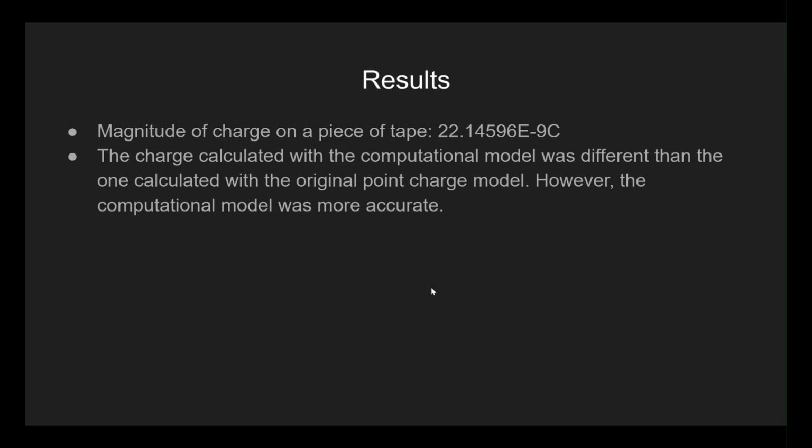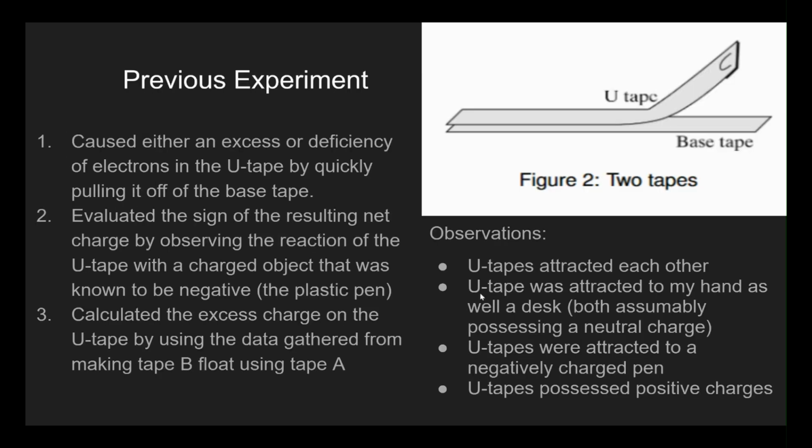The results of this lab were that the magnitude of charge in a piece of tape was 22.14596e-9 coulombs, which was different from the previously approximated net charge on a single piece of tape with the original point charge model. However, the computational model was more accurate.